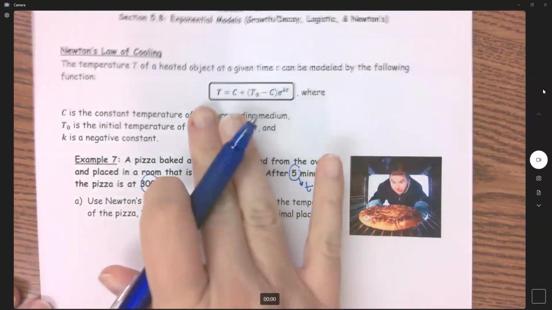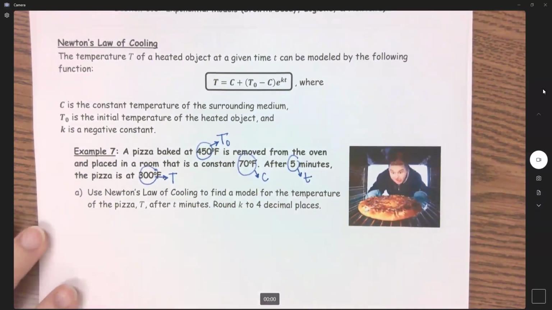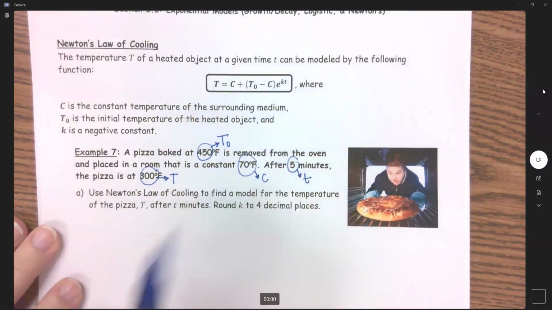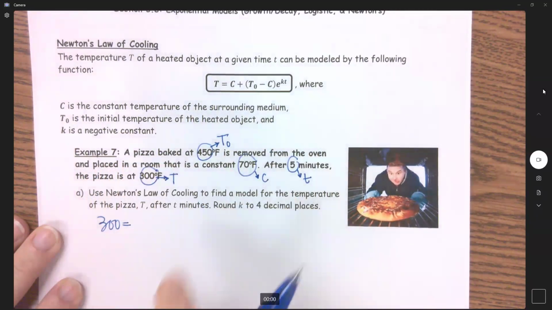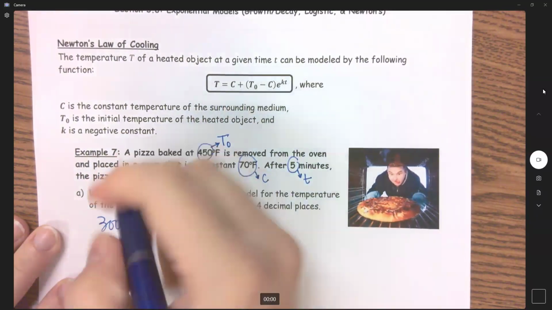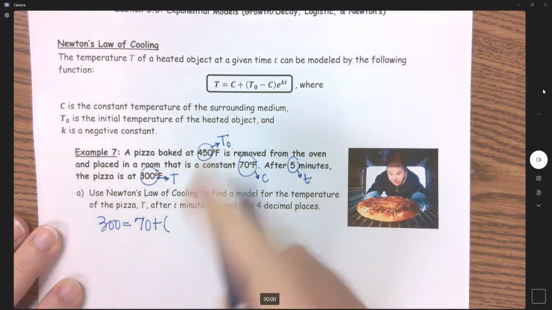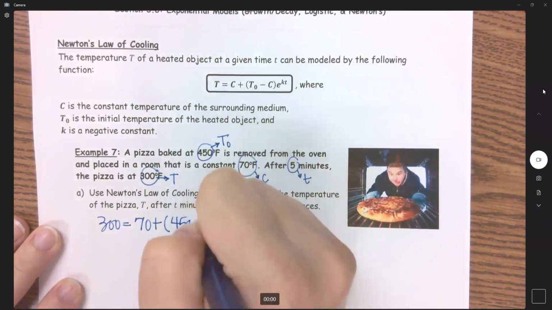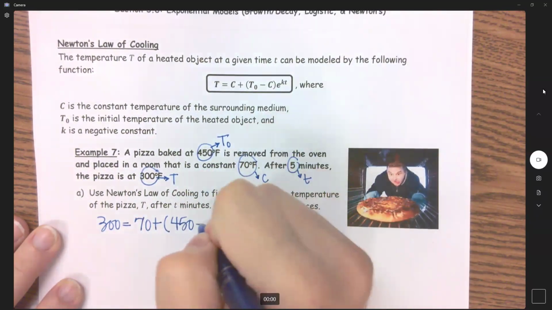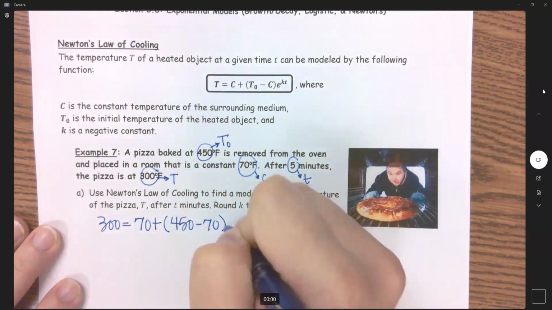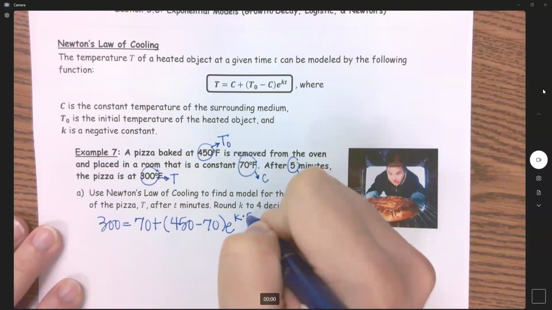So let's plug in all of our values here. The only one we don't have is k, and so we will find our k. So T equals, that's 300, equals C, which is 70, plus T naught of 450, minus C, which is still 70, e to the k, and then my time is 5.